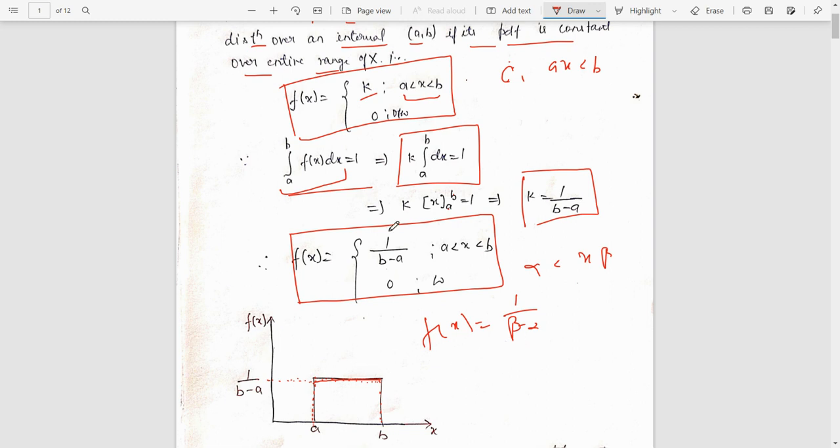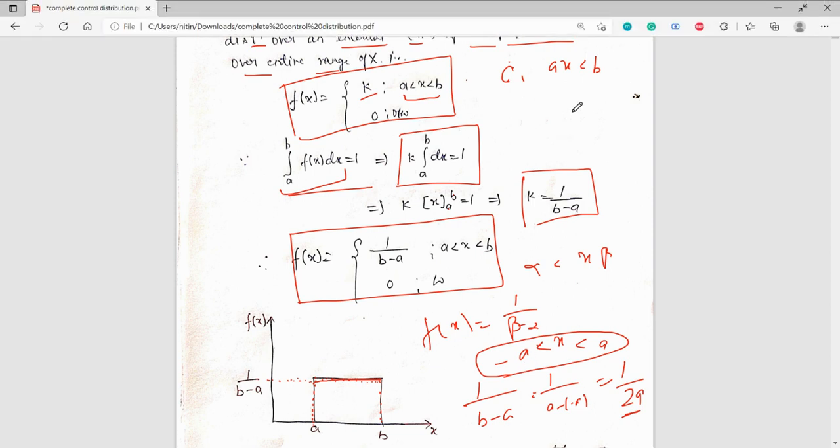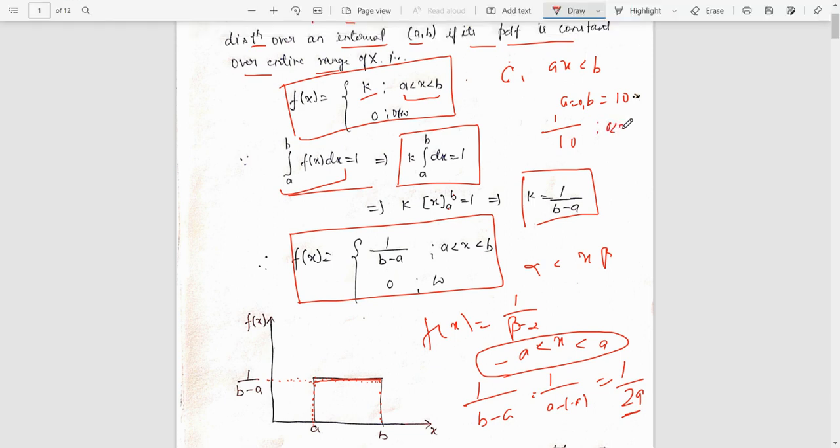Obviously these distributions can be of different types. Let's say x is between minus a and a. In that case the distribution will be 1 by b minus a, meaning 1 by a minus minus a, so it will be 1 by 2a. If you see an interval like this, it is also an example of a continuous uniform distribution. Sometimes a is equal to 0 and b is equal to 10. In that case it will be just 1 by 10, and the distribution will be for 0 less than or equal to x less than 10.